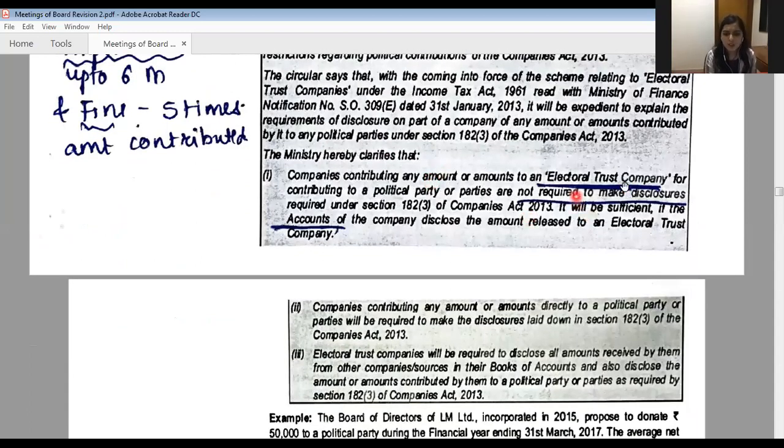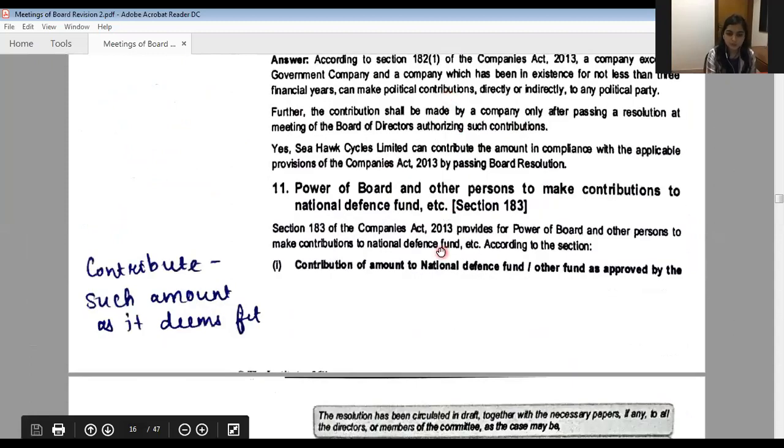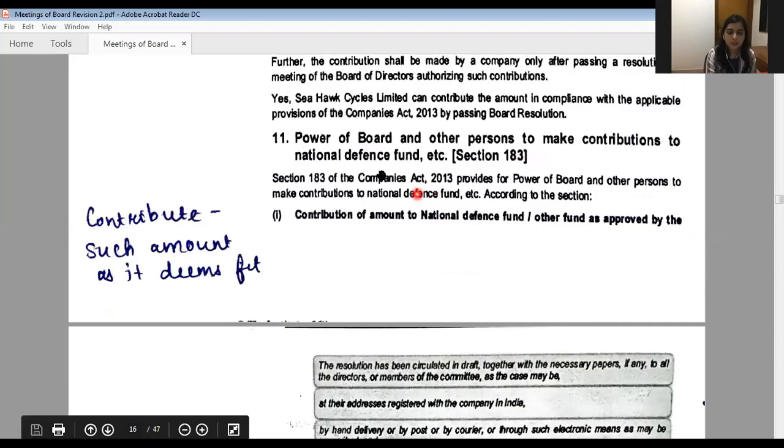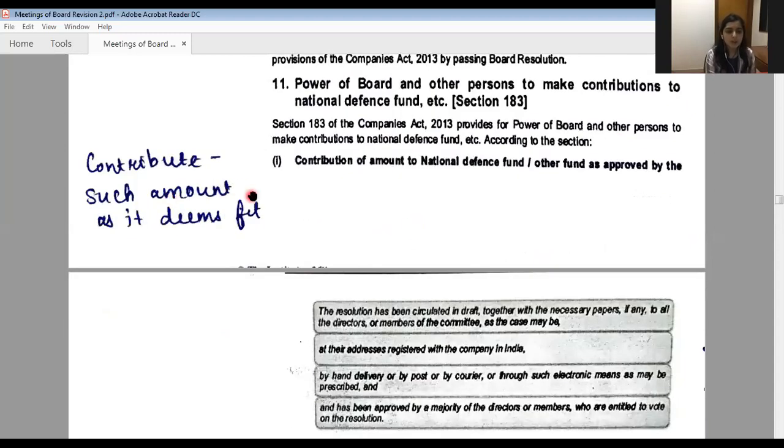Now, in case of an electoral trust, the company is not required to make the disclosure under section 182. It will be sufficient if it is disclosed in the accounts of the company. Now, the next point is section 183, which deals with the power of board and other persons to make a contribution to the National Defence Fund. The company can contribute such amount as it deems fit.